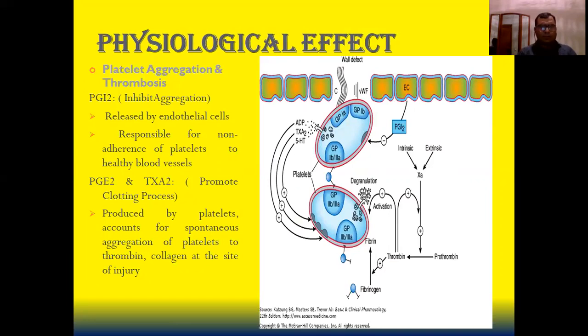Physiological effects, as we mentioned, include platelet aggregation. Prostaglandin A causes platelet aggregation, while prostaglandin I causes an inhibitory effect on platelet aggregation, and this, released by endothelial cells, is responsible for non-adherence of platelets to healthy blood vessels. Prostaglandin E2 and thromboxane A2 promote the clotting process; produced by the platelet, they account for spontaneous aggregation of platelets to thrombin and collagen at the site of injury.